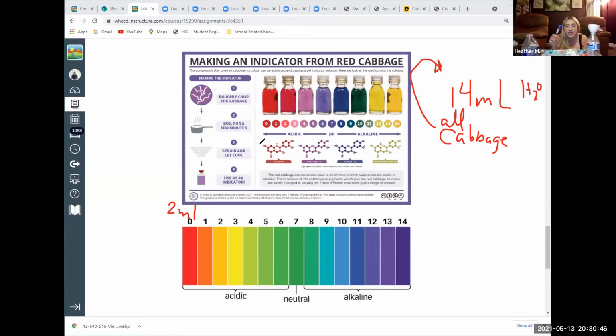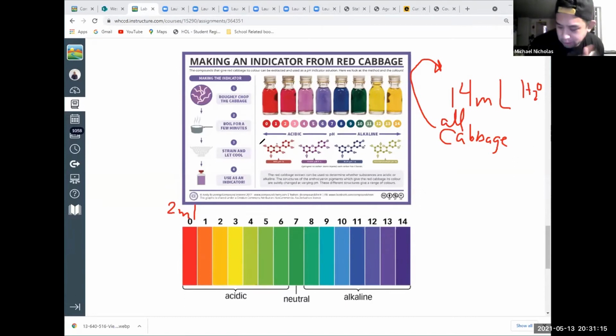So 14 ml with all of the cabbage in it, and then shake it up. Yes. And then what else? Can somebody tell her? 2 ml in each one. I can't hear you, Michael. 2 mls in your vinegar, 2 mls in your baking soda, 2 mls in your Kool-Aid. 2 ml of cabbage in baking soda, vinegar, and Kool-Aid.